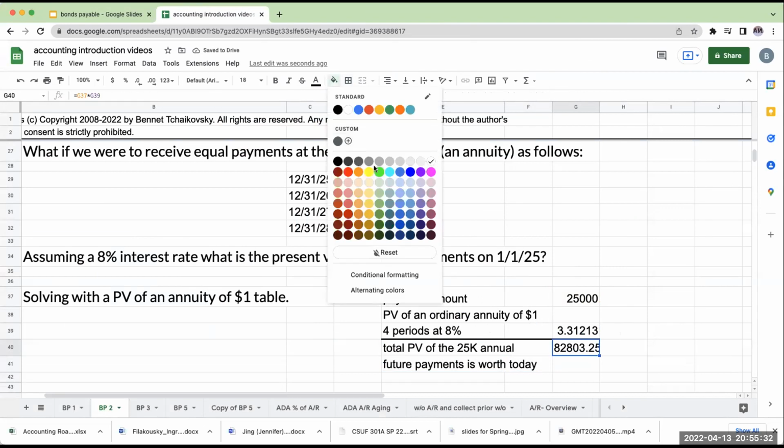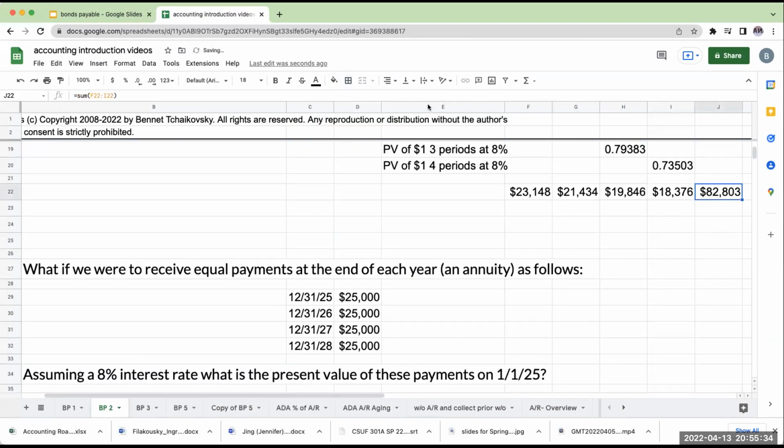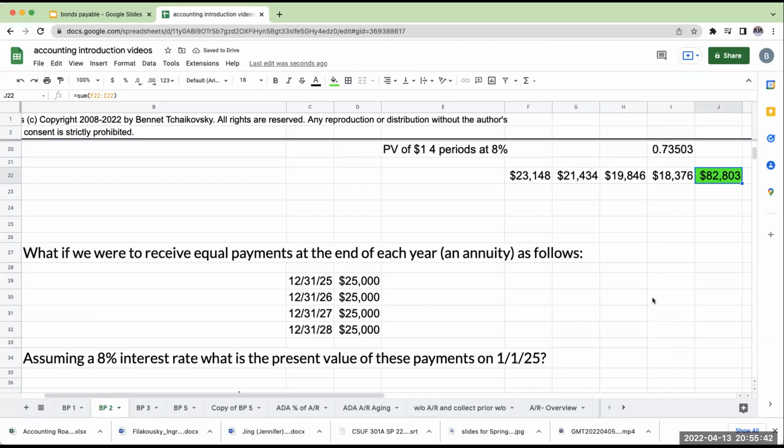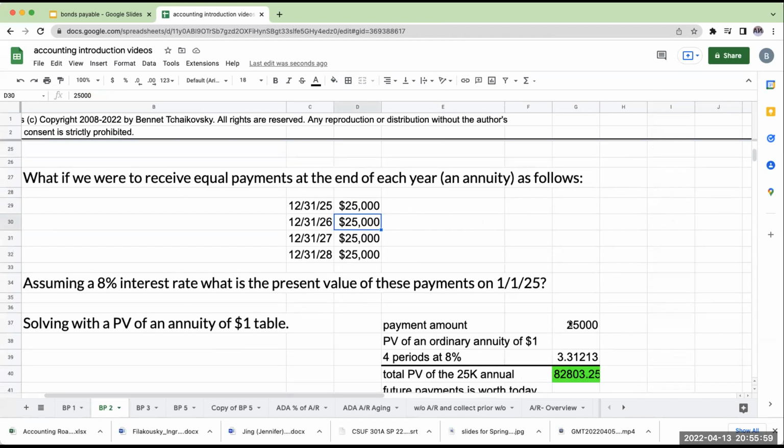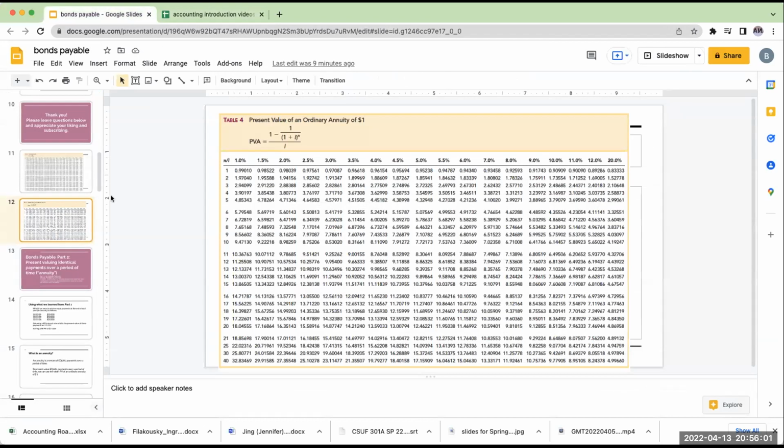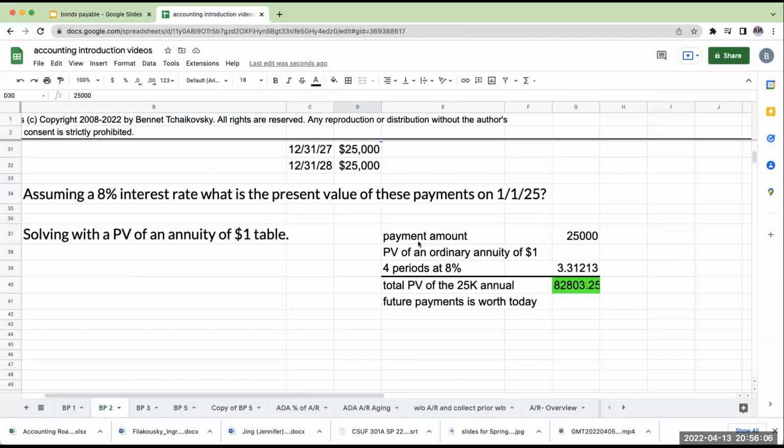So right over here, if I look at this number, is this the same number that we got when we went through and did the math over here? And the answer is absolutely yes. This is basically the same number, 82,803. So kids, when we're at home and we get a question, if the payment amounts are the same and it's occurring over the same interval every year, every 6 months, whatever it might be, we are going to want to use the present value of an ordinary annuity of $1 table. And that's what we're going to go ahead and do.